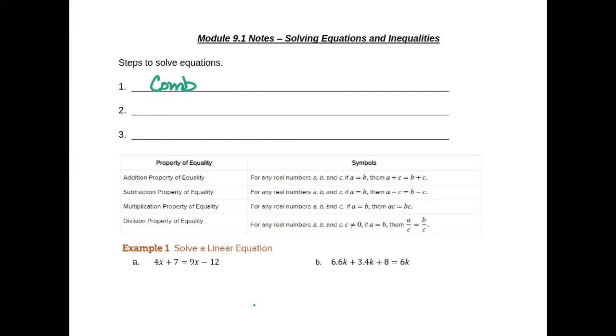So 9.1, solving equations and inequalities. Steps to solve an equation. Combine like terms on each side of the equation. Okay? On each side, meaning you combine the stuff on the left, you combine the stuff on the right, separately.